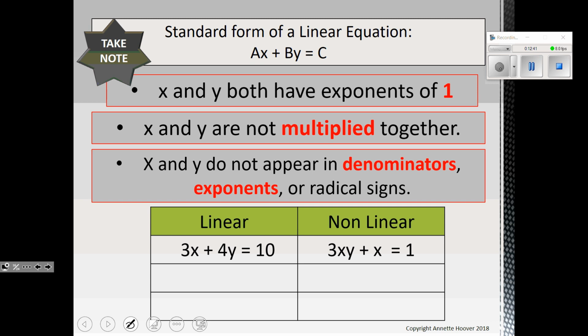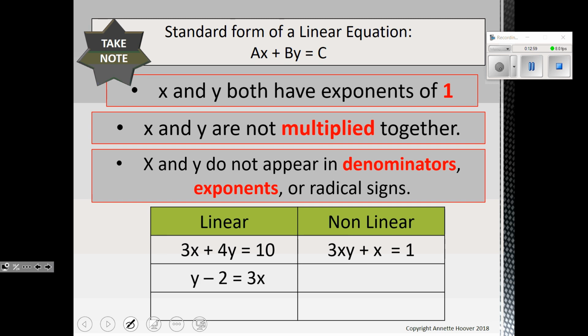Now let's see an example of one that's not. Here, this one's not linear because right here we said that you cannot have the x and y being multiplied together. There you see x times y, so that would not be a linear function.